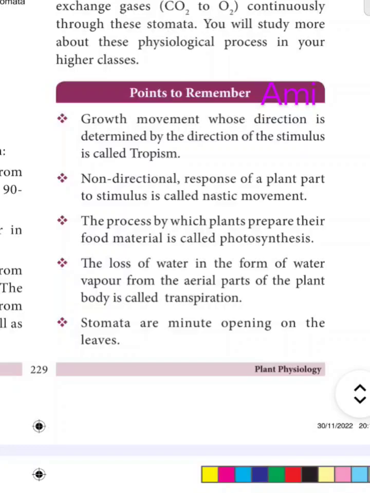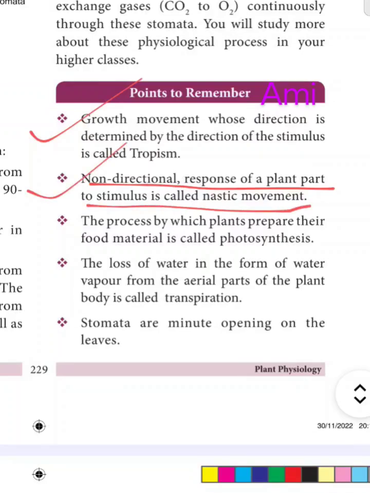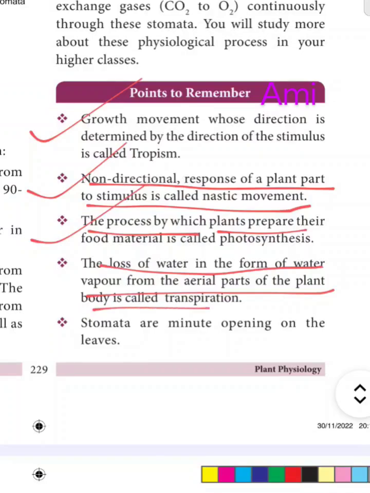The growth movement whose direction is determined by the direction of the stimulus is called tropism. The non-directional response of the plant part towards the stimuli is the nastic movement. The process by which plants prepare their food is called photosynthesis. The loss of water in the form of water vapor from the aerial parts, the three aerial parts we discussed, is the process of transpiration, and stomata are minute openings on the leaves.